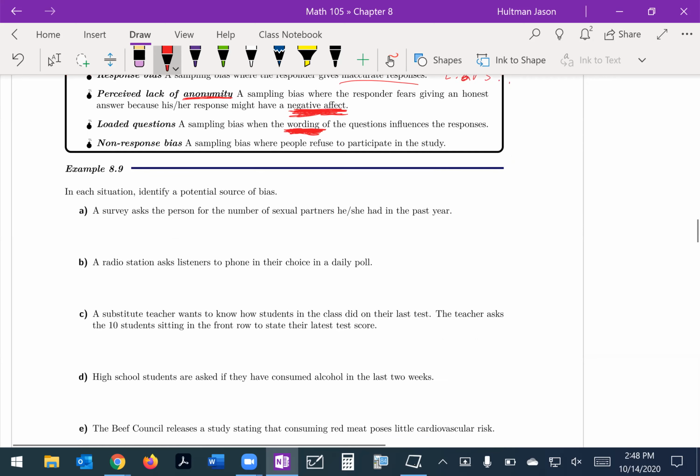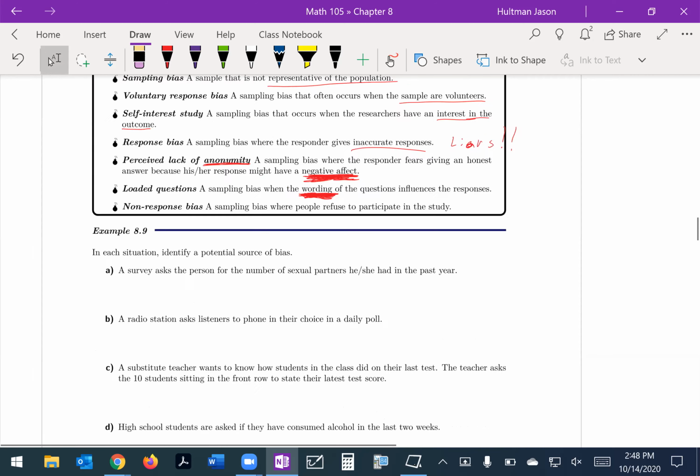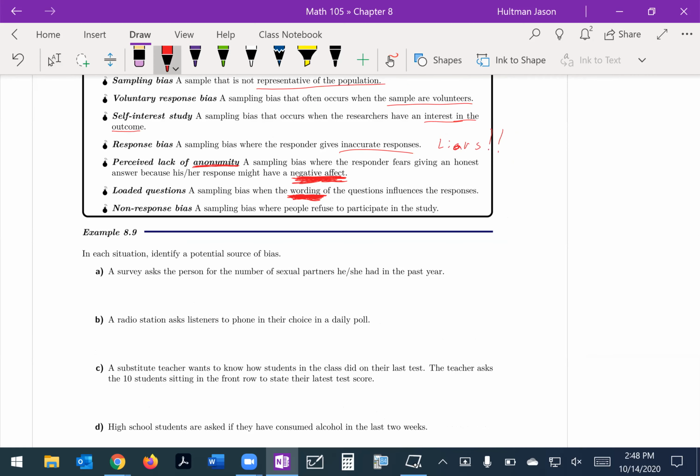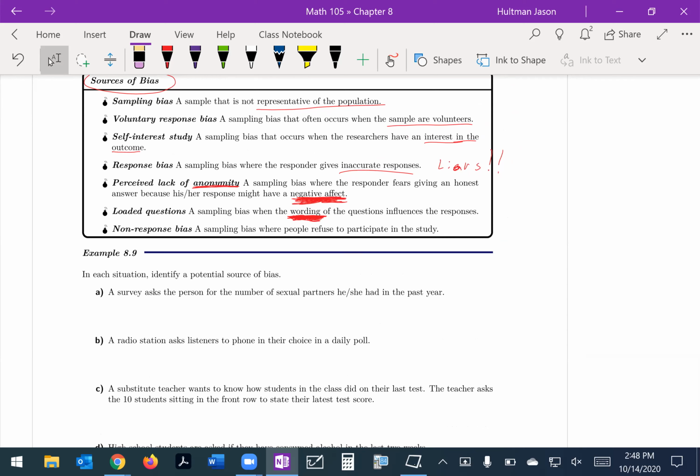Okay, in each situation, identify the potential source of bias. Let's look at this. A survey asks a person for the number of sexual partners he or she has had in the past year. Okay, well, that's a little personal. However, in recent months, I've noticed that people will actually be more apt to answer this question than who they're voting for, which is kind of interesting to me.